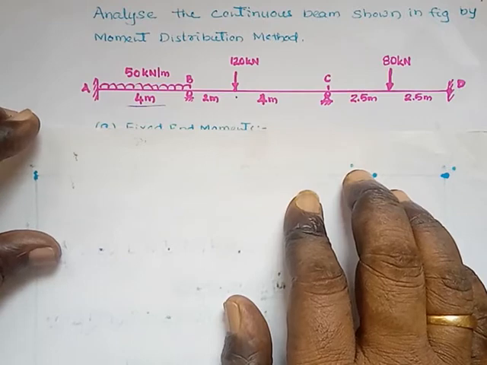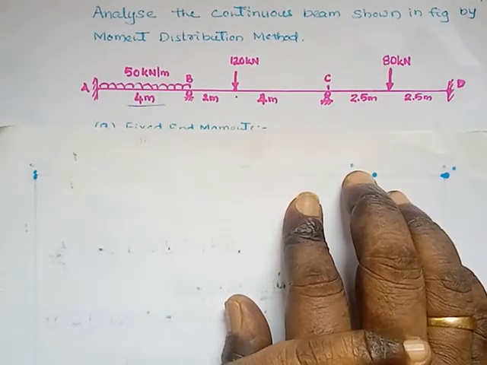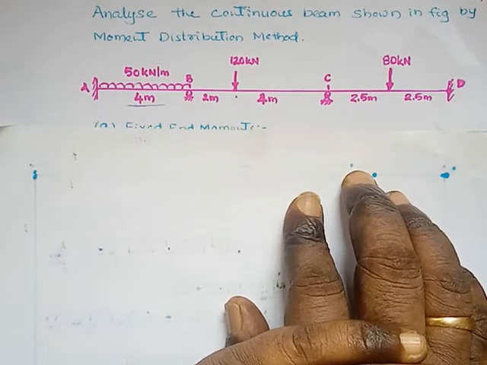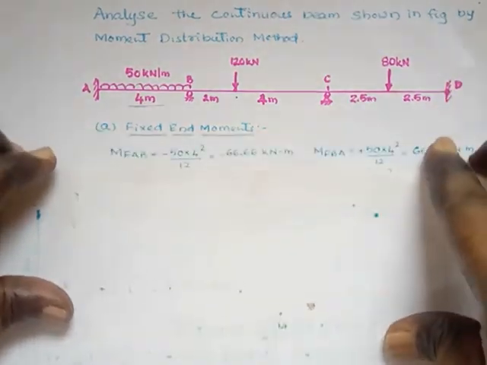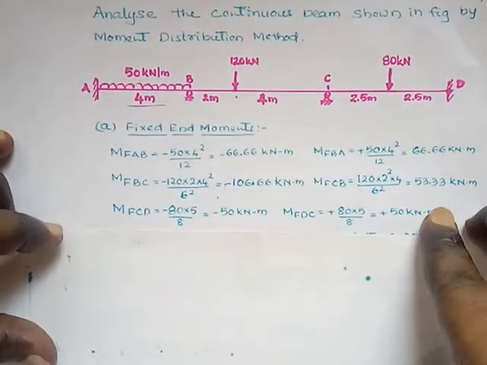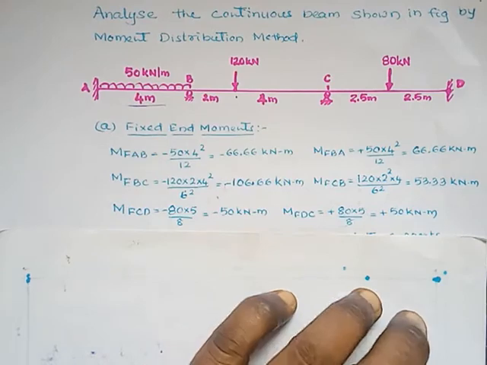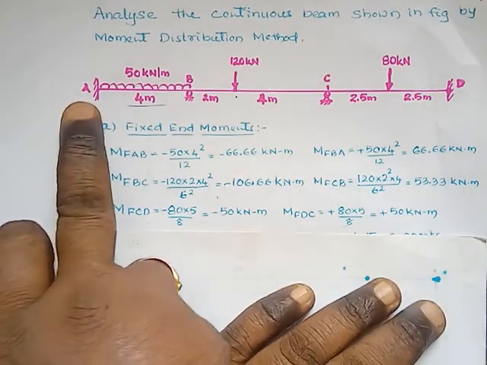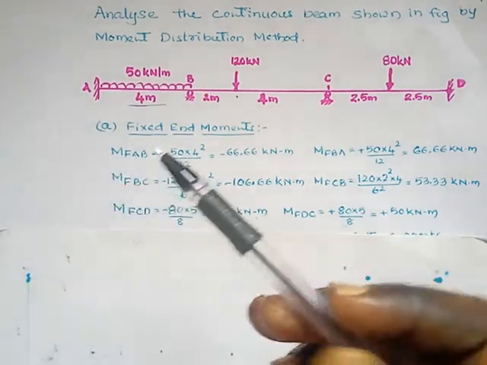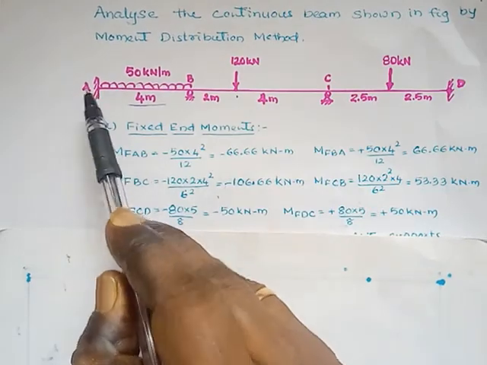First, we have to analyze this by using the moment distribution method. The first step is we have to calculate the fixed end moments in various spans. Here the fixed end moment M of AB, we are calculating from this end.